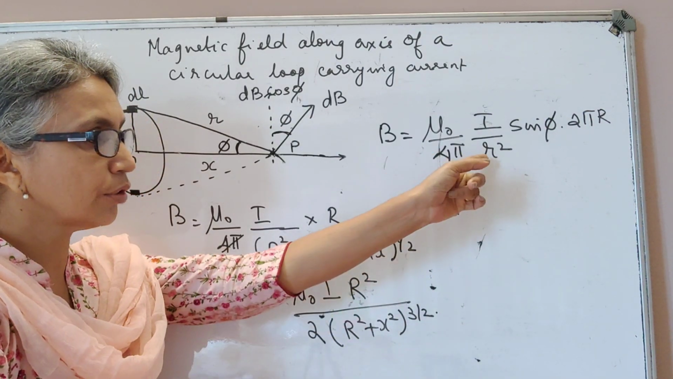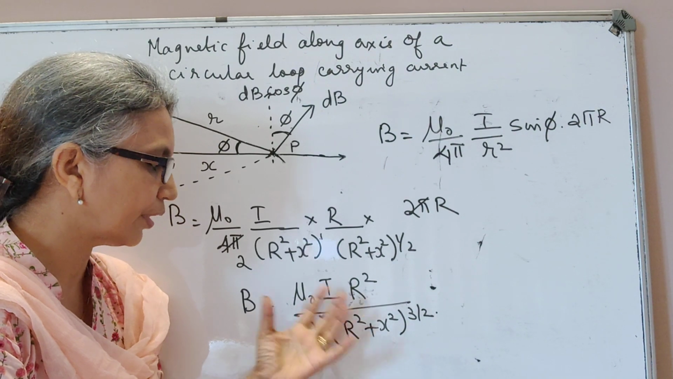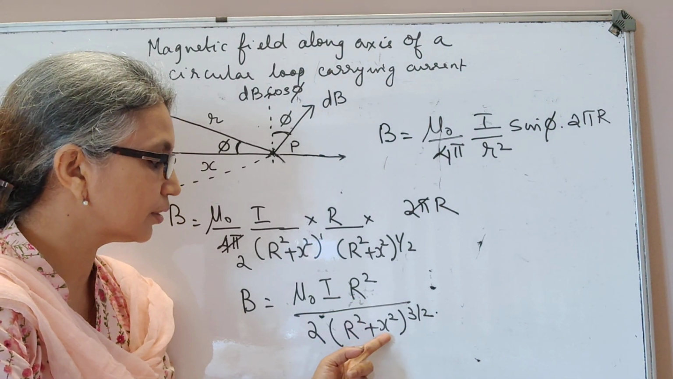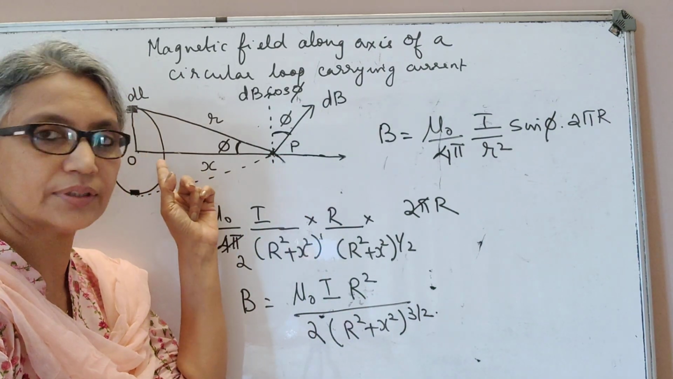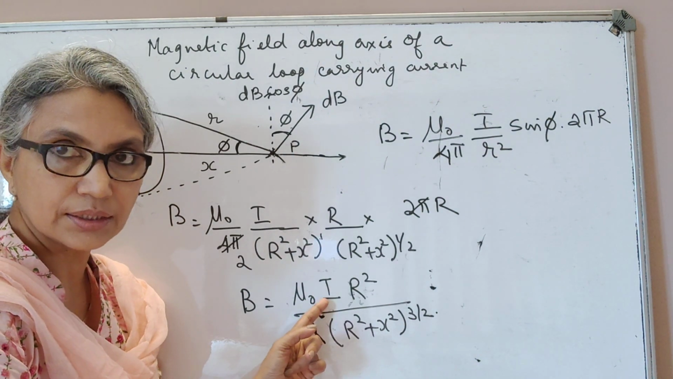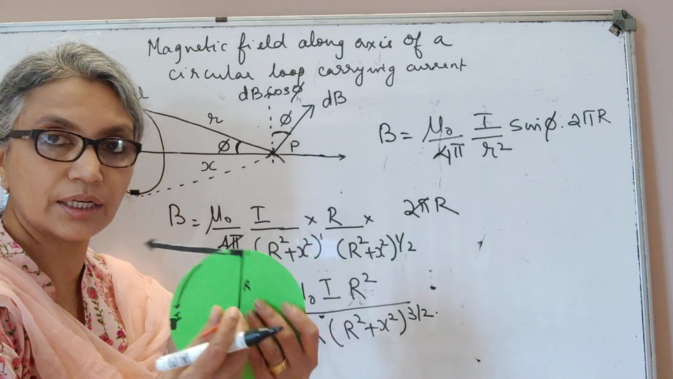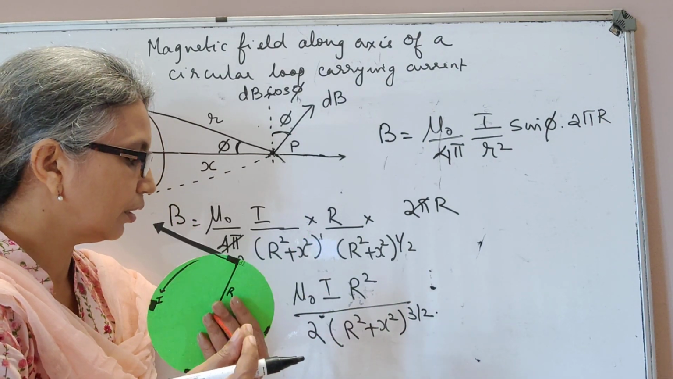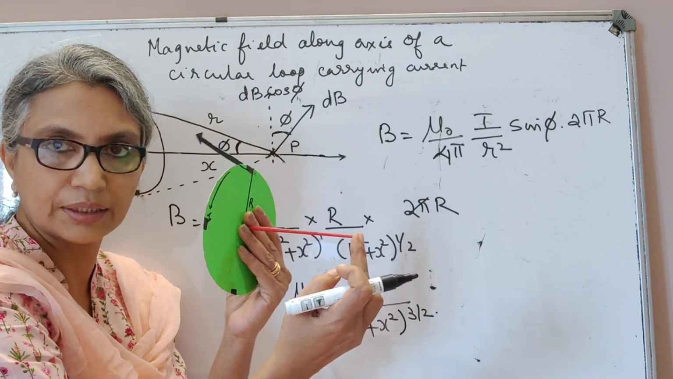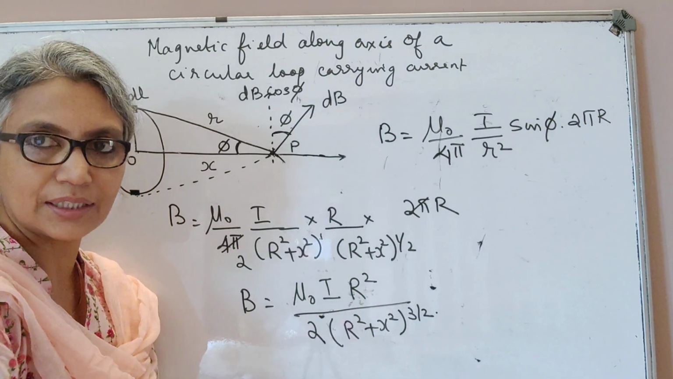So here, this is your final formula for B. See, I told you, instead of having small r square and sine phi, it's easier for you to have a final equation in terms of the radius of the loop and the distance x of P from the center of the loop. So, mu 0, I is the current in the loop, R is the radius of the loop, and x is the distance of this point P, where you're finding the magnetic field, from the center of the loop. Okay, so these are all quantities that we know.